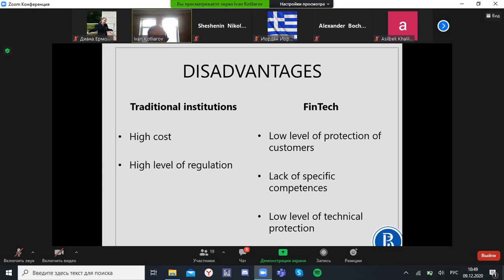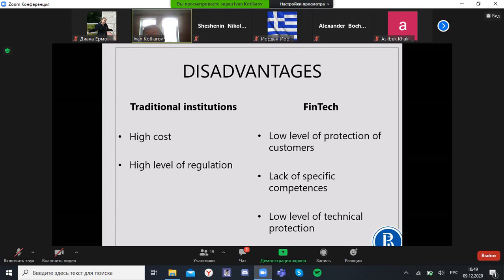What are the disadvantages? In case of traditional institutions, the disadvantages are high cost, obviously because the infrastructure should be paid for, and high level of regulation. Traditional institutions cannot use all opportunities which are open for fintech companies.